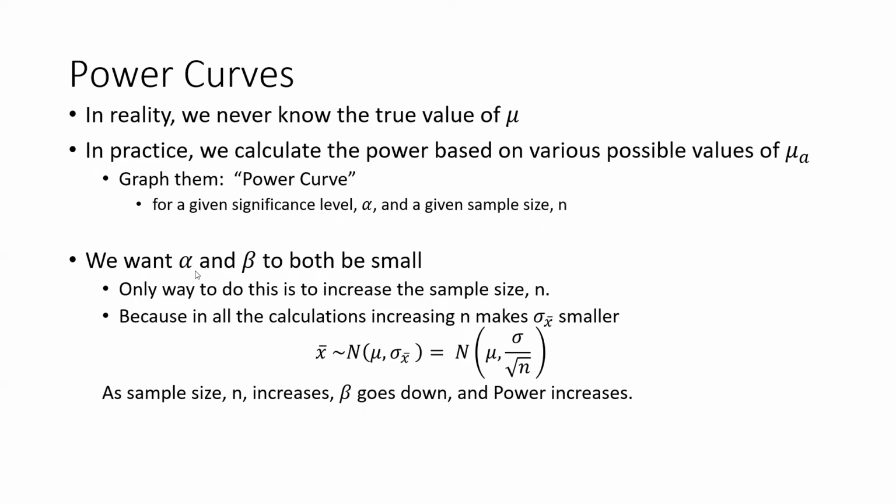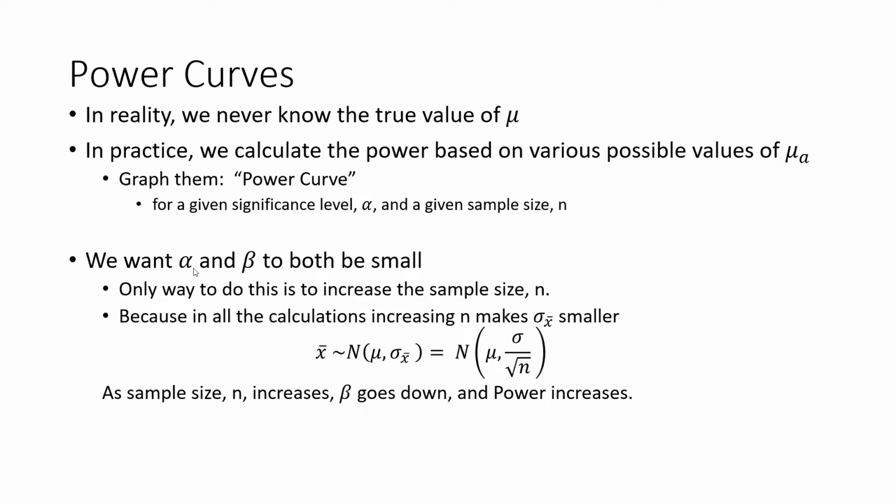But what we really want is for alpha and beta to both be small. So the only way to do this is to increase the sample size n. This is because if you go back and look at all the calculations that we did when we were increasing n, since the sample mean has a sampling distribution with a standard deviation given by sigma over the square root of n, as n gets bigger, that denominator is getting bigger and that standard error is decreasing smaller.